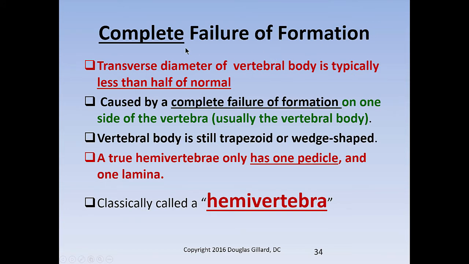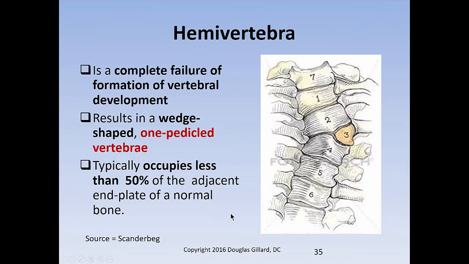Complete failure of formation. So hemivertebra, complete failure equals hemivertebra. The transverse diameter of the vertebral body is typically less than 1/2. It's just a little chunk of cheese in there, caused by complete failure of formation on one side of the vertebra. Usually, the vertebral body is affected. The vertebral body is trapezoid or wedged, or could be a little wedge, but it doesn't extend more than 50% across the disc space. True hemivertebrae only have one pedicle and one lamina. They do still have a posterior arch. They have a facet joint, and they have all that stuff. And this is called a hemivertebra.